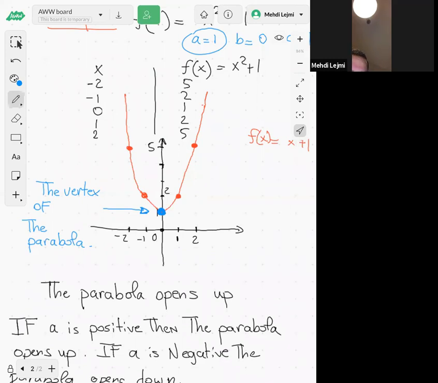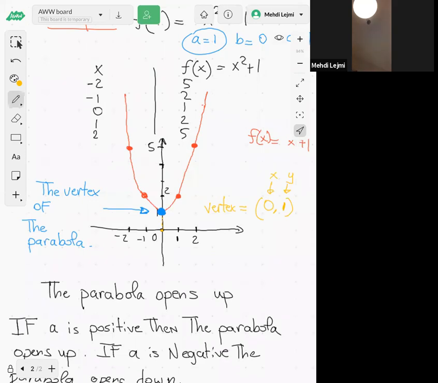So this is the point. The x here is 0, right? As you can see, the x is 0 and y is 1. So this vertex has the coordinates x is 0 and y is +1. So that's the point (0, 1). This vertex, which is a global minimum, has the coordinates (0, 1).